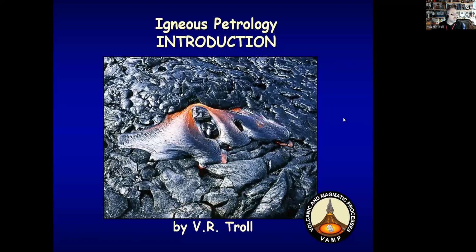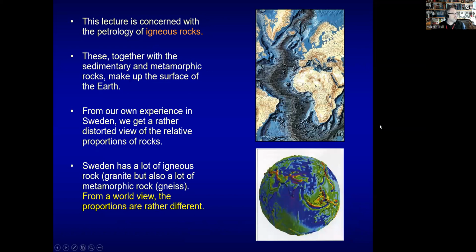So let me share my screen, and we'll start here. And I trust you can see that now. So it's igneous petrology, an introduction, and I really like to start here with the first slide. This lecture, as I said, is concerned with the petrology of igneous rocks.